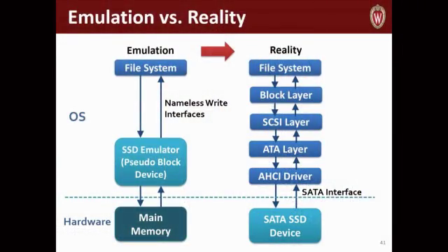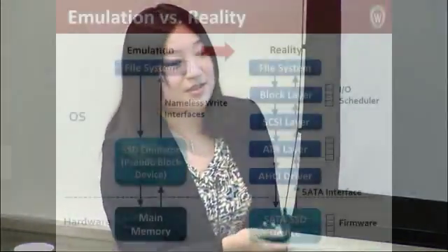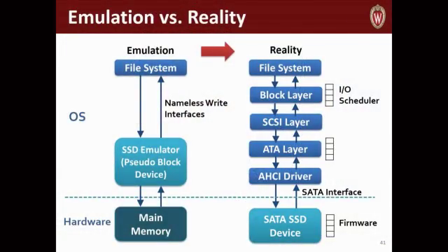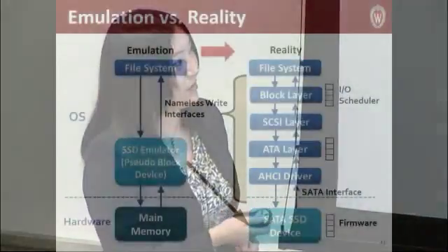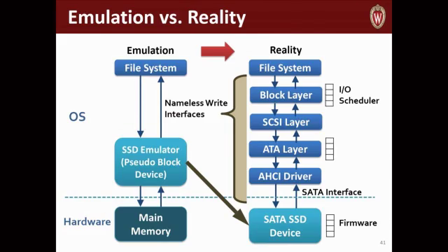And so we can see that reality is more complex than emulation. Below the file system, there's the block layer, SCSI layer, ATA layer, and AHCI driver. And then finally, there's a SATA interface to the SATA SSD device. And also in different layers, there can be command queues and I/O schedulers. So now what we need to do is to map the Nameless Write interface to the whole OS stack. And also we need to build the SSD emulator into a real device.